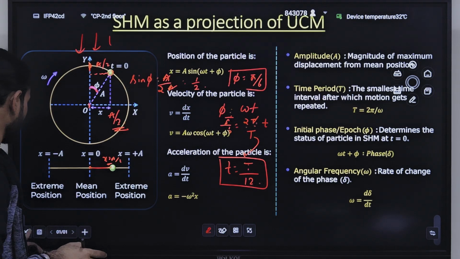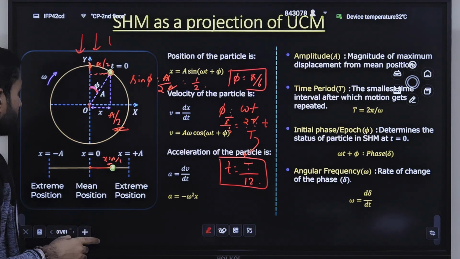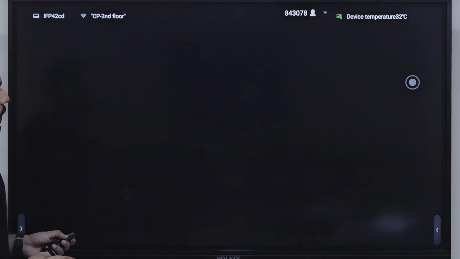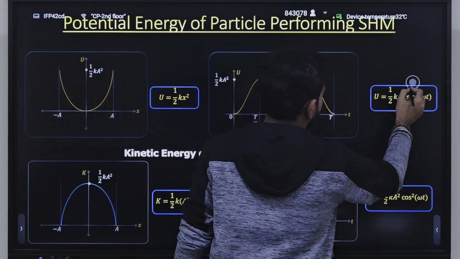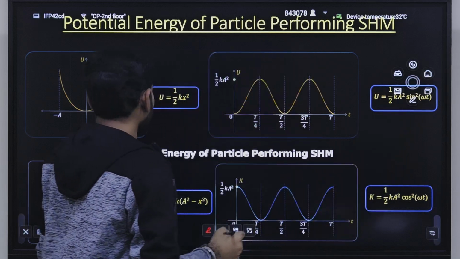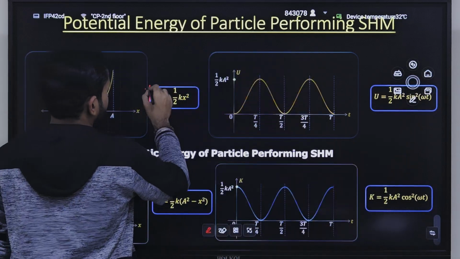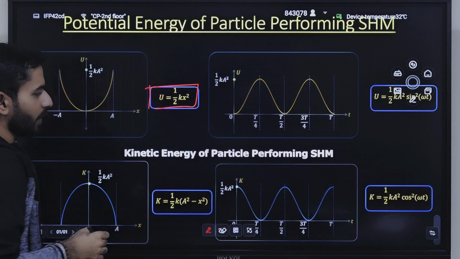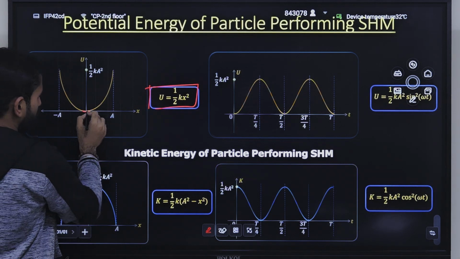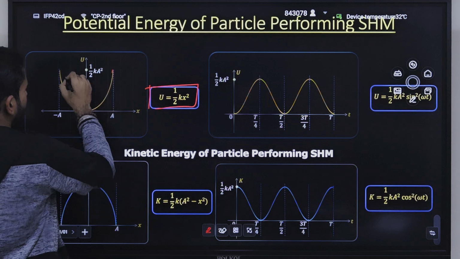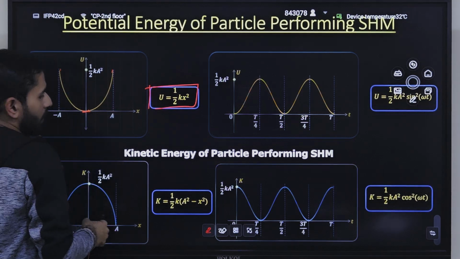This is all about the meaning of uniform circular motion, where the projection is there. Now some energy relations. Let's quickly recap. What can you say about potential energy? Potential energy is given as half k x square. At the mean position, it is 0. Remember, at the mean position potential energy is 0, and at the extremes, it is maximum.